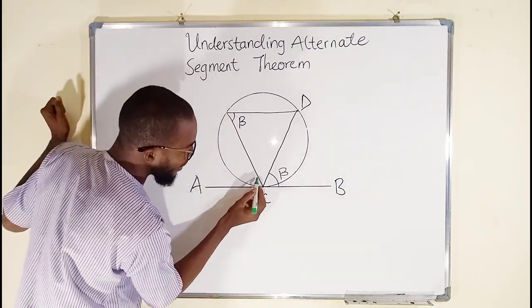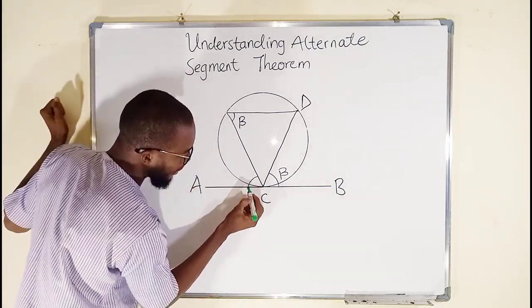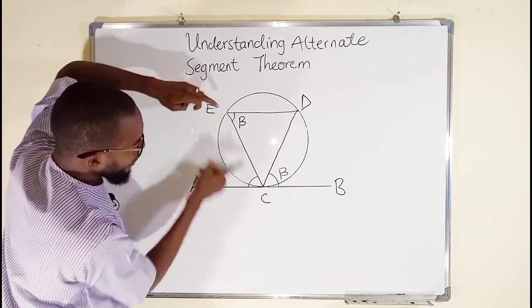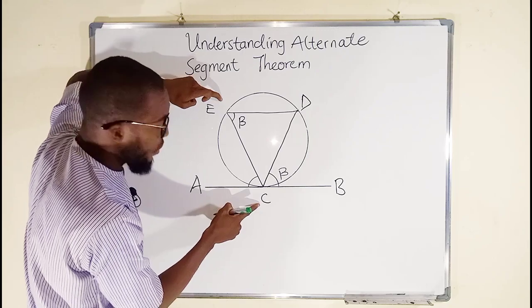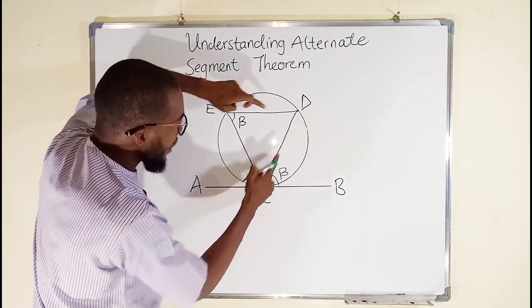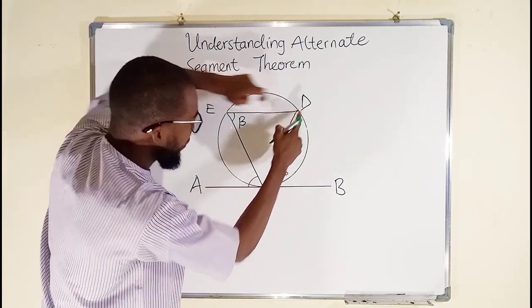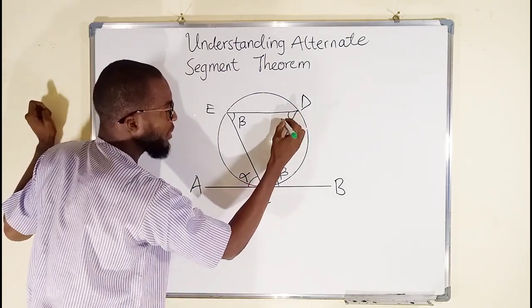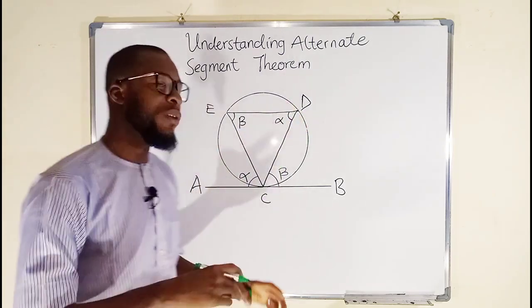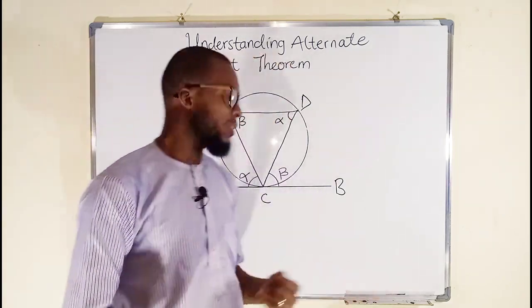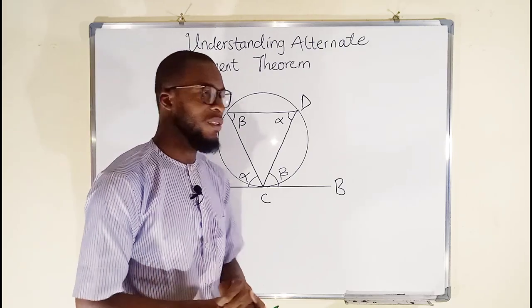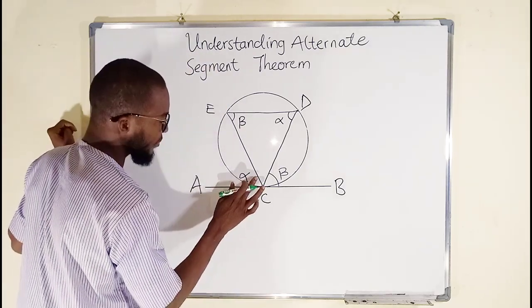And even this one at the back, let me call this one E. EC or CE is a chord and it subtends an angle D to the circumference. Therefore, if this is alpha, this must be alpha. That is what the alternate segment theorem is telling us. But should we prove it? Yes, I think it is necessary. All right.